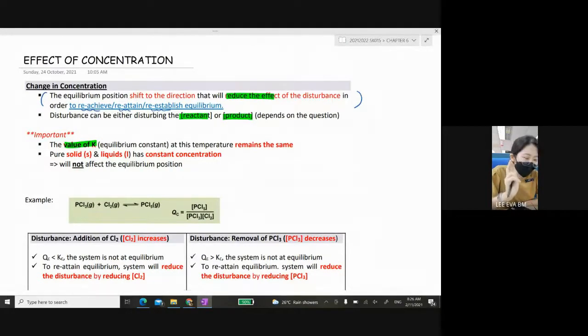Okay. And then second important point is over here. If in your equation you have solid, you have liquid, you can ignore it. It won't affect your equilibrium position because solid and liquid, they all have constant concentration. So it will not affect the equilibrium position. That means it won't shift to the right, it won't shift to the left if you're adjusting this solid and liquid. Do you get me?